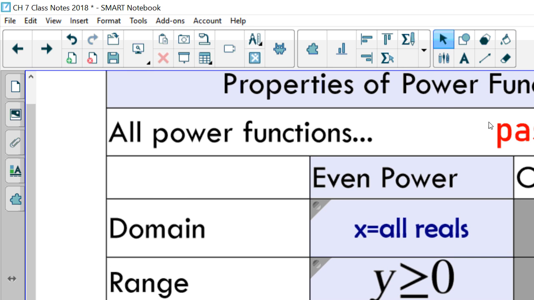Odd powers, those are your S-shaped curves. That domain would also be all reals. The range is going to be y equals all reals. And the symmetry is actually rotational symmetry around 0, 0. So you would say it would be rotated 180 degrees around 0, 0, and that would be your symmetry for those S-shaped curves.